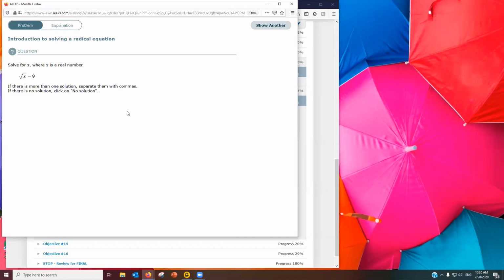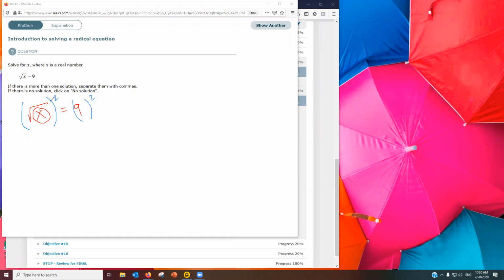So here's an example that says the square root of x equals 9. All right, well, remember, I want to get x by itself. Right now, x is kind of stuck underneath the square root symbol. So if I'm going to get x by itself, I really want to get rid of that square root. So I'm going to square both sides.